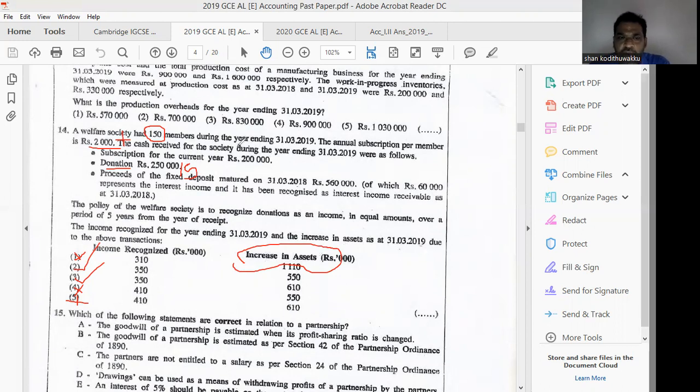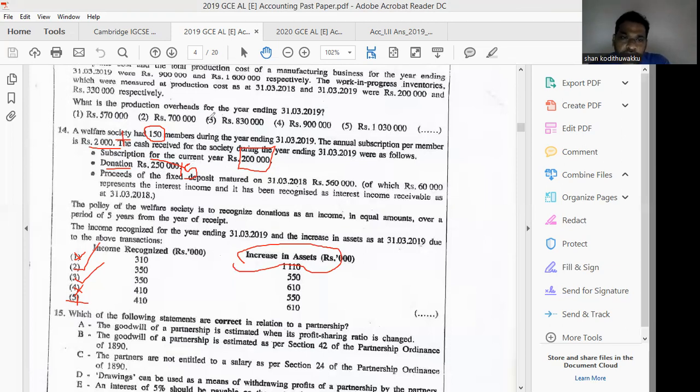Asset, increase in asset. Under that we can take money received during the period, 200,000. Therefore, our asset will increase by another 200,000. As you have got donation 250, our asset will increase by another 250, and 250 plus 200 is 450. Then another asset will be there. Member P paid in arrears also will be an asset until members settle their arrears.